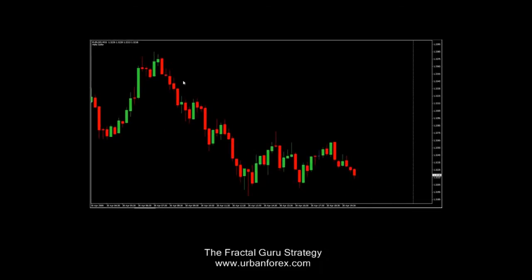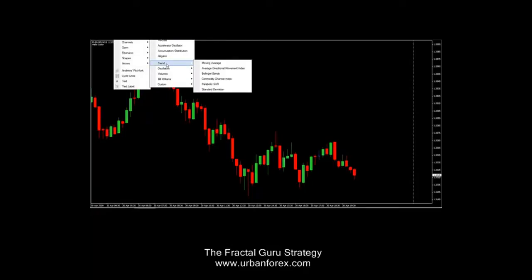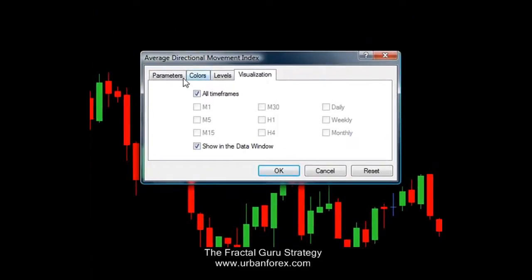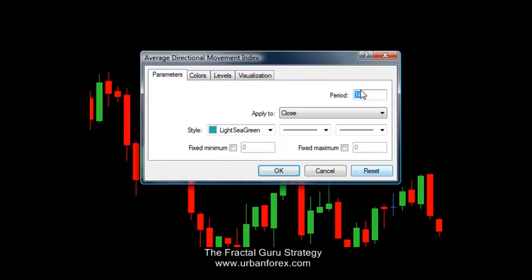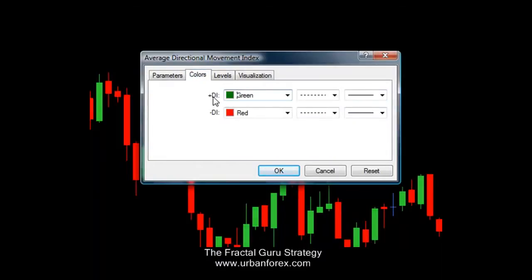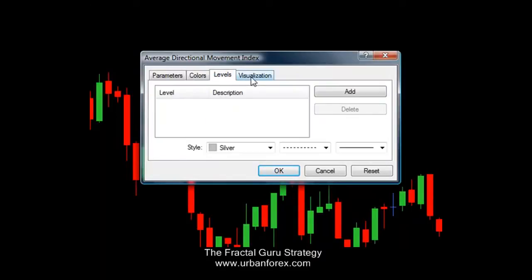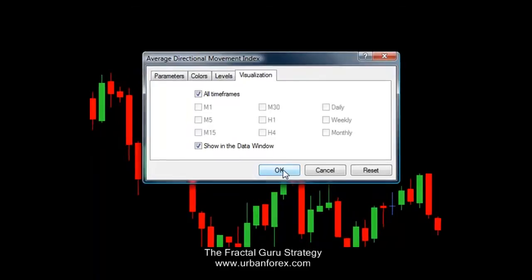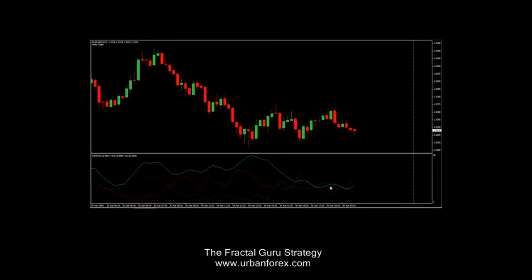I'll walk you through how to add the indicators. I'm going to click Insert, Indicators. I'm going to go to Trend, and I'll see Average Directional Movement Index. That is the ADX. I'm going to keep everything at default, which is period 14, apply to close. For my colors, I'm going to keep my positive DI green and my negative DI red, and everything else is default. Click OK. You'll see that show up on the bottom here.